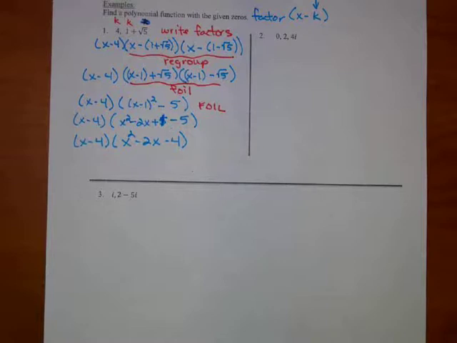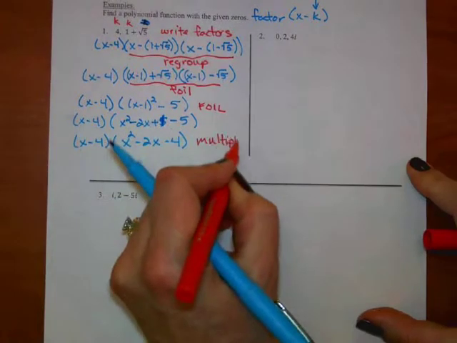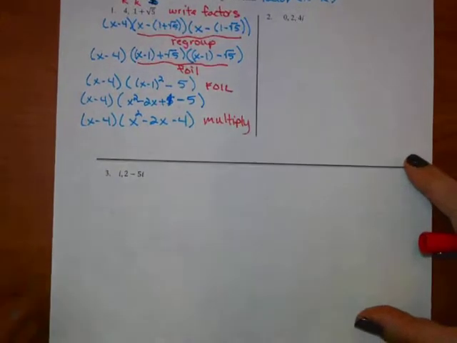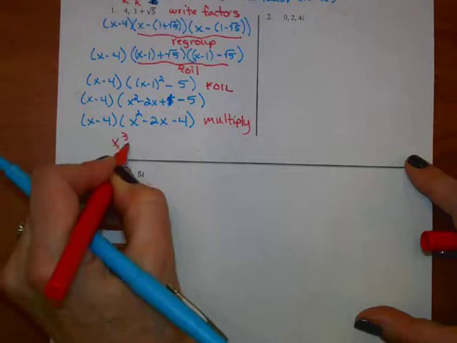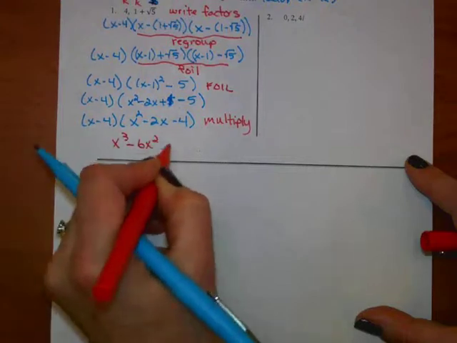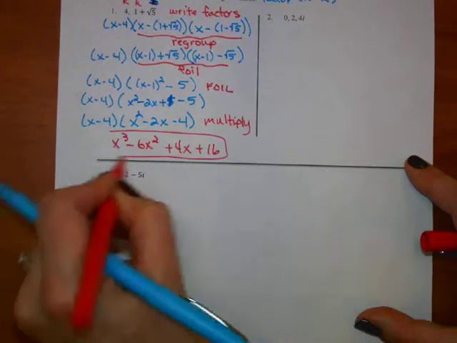We just multiply those two. You can use a box, you can use FOIL, you can use whatever method you want. And I'll just tell you what it turns out to be. So if you were to FOIL all this, you would get x cubed minus 6x squared plus 4x plus 16. And that's your answer.